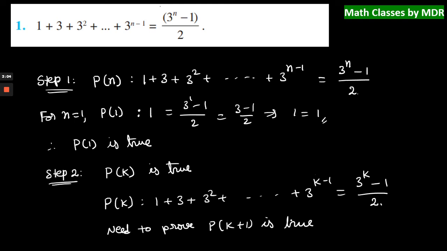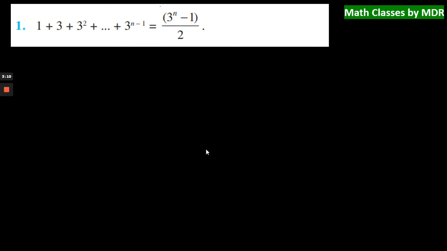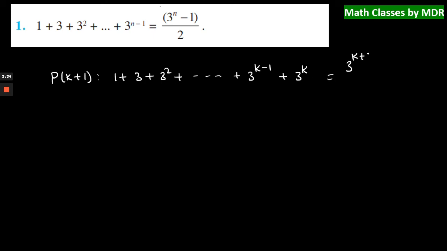We need to prove p of k plus 1 is true. So p of k plus 1 is nothing but we'll have one more term in the series. So let us take that. The statement p of k plus 1 is nothing but 1 plus 3 square plus and so on. I can write it as up to 3 to the power k minus 1, and I will have one more term, that is 3 to the power k as well. After 3 to the power k minus 1 we'll have 3 to the power k, right? And this is for just replace n with k plus 1, minus 1 by 2, right? Now we need to prove this as true.